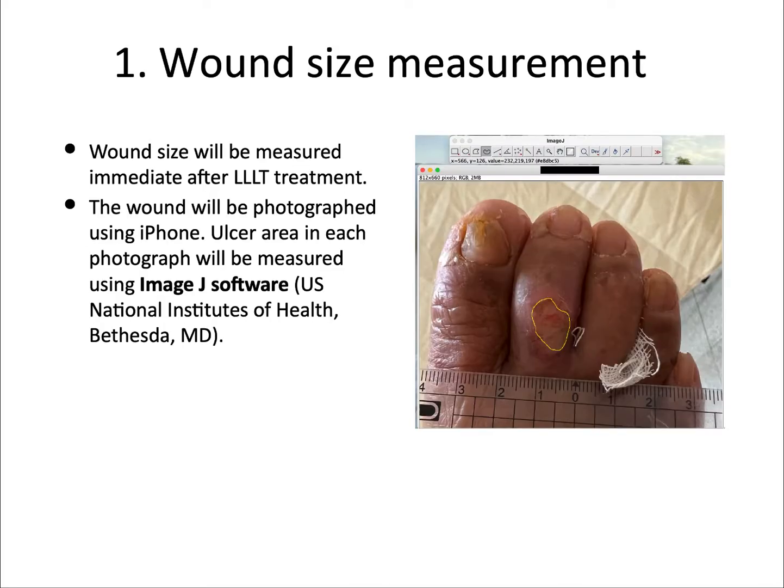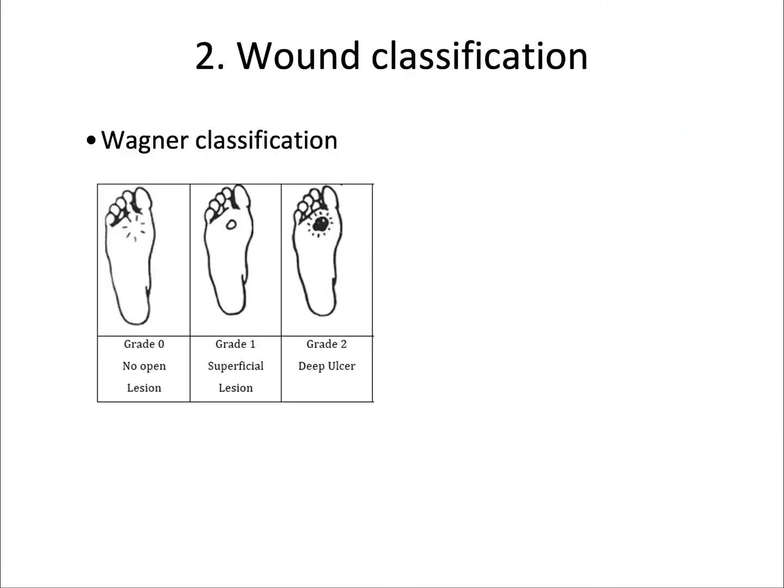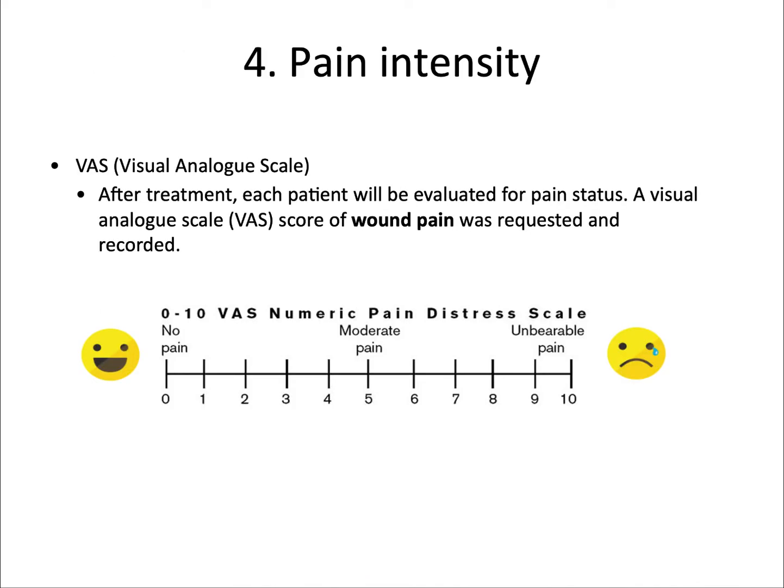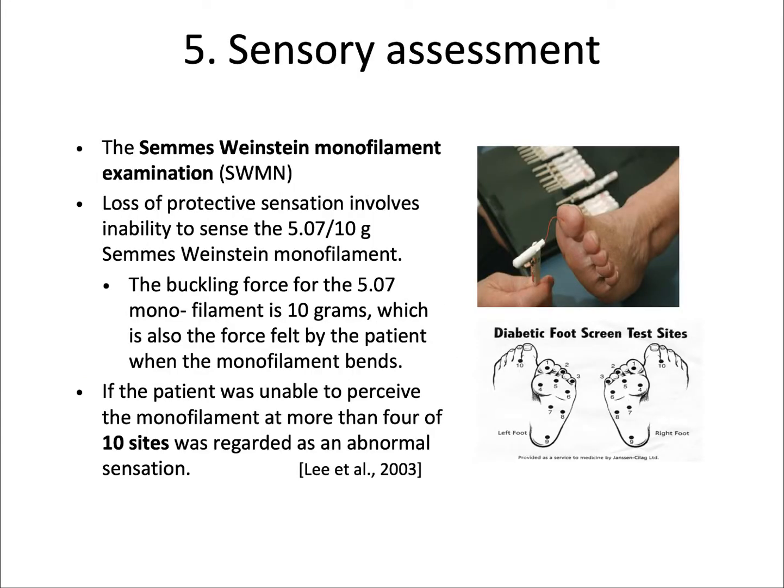The outcome measure includes the wound size measurement by image size software, and we classified the wound by Wagner classification. The microcirculation was assessed using skin temperature by thermography of the dorsal and the plantar side of the foot. The pain intensity of the wound was assessed using VAS, and the sensory was assessed by Semmes-Weinstein monofilament.